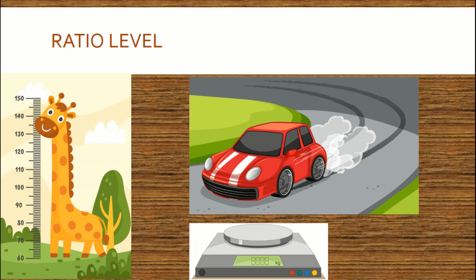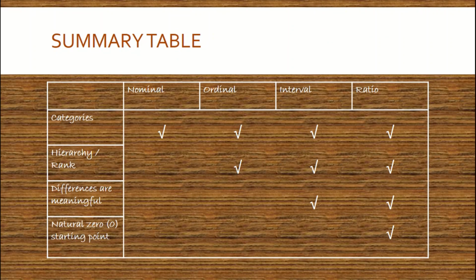And this is a summary table that will help you summarize and understand the data, and also be able to categorize it in any of these 4 categories. If data has categories only, it lies in the nominal level, and in the ordinal level, data has category and hierarchy. When data lies in the interval level, it has category, hierarchy, and the differences in the data are meaningful. And finally, data in the ratio level of measurement have categories, they have hierarchy or ranking, the differences between the data are meaningful, and they have a zero natural starting point.